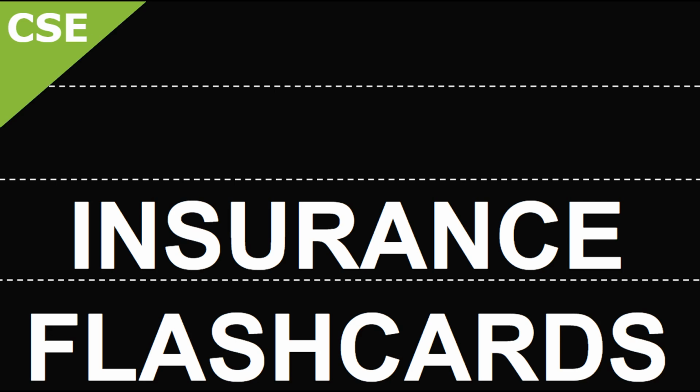What is covered by errors and omissions insurance? Errors and omissions, or E&O, provides protection against claims of negligence or failure to deliver professional services as indicated. E&O insurance is typically purchased by the architect.